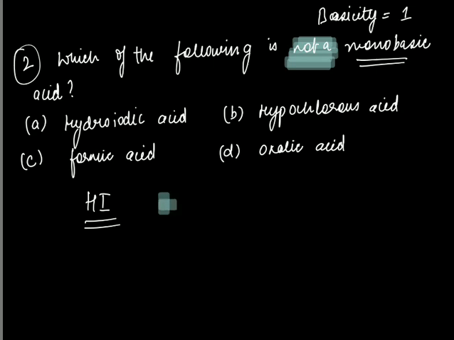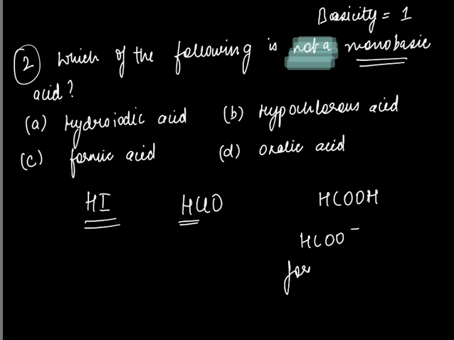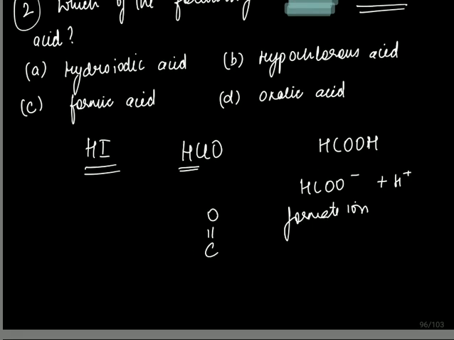Then hypochlorous acid is HClO, which also has only one replaceable hydrogen ion, so it's monobasic again. Formic acid is HCOOH. This is also monobasic. If you remember, this is HCOO minus, which is called the formate ion, and H positive ion. So if you open the structure over here.